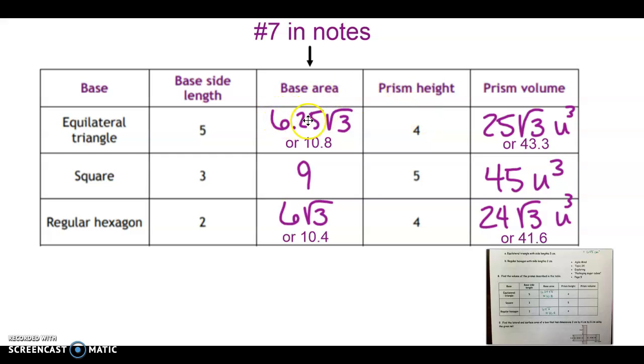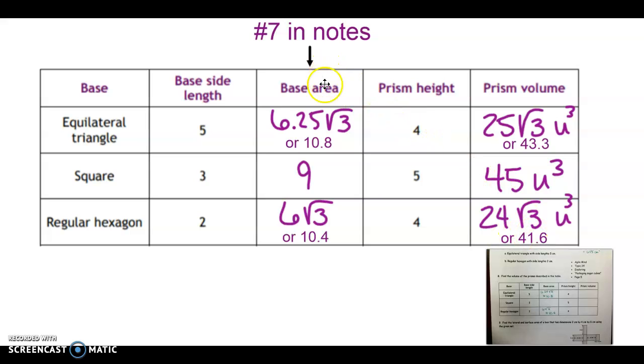So you would need to take your non-rounded answer, 6.25 square roots of 3, and multiply it by 4, and then round it. So 6.25 square roots of 3 times 4 is 25 square roots of 3. Then put this in your calculator and round it, and you get 43.3. Here we don't have any rounding to worry about. 9 times 5 is simply 45. And then here, 6 square roots of 3 times 4 is 24 square roots of 3. We can put that in our calculator, round that to 41.6.